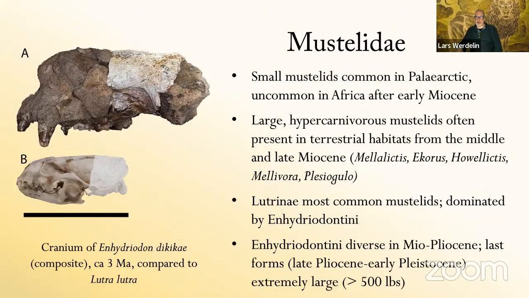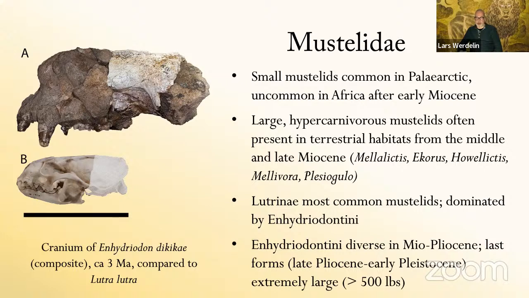Mustelids, like I said, mustelids are a very special case. Small mustelids are very common in the Palearctic. We have lots of species of weasels and martens and fishers and otters and all sorts of things in the Palearctic and in the Nearctic as well. But they are uncommon in Africa after the early Miocene. There are a couple of species of ictonychines and a couple of species of otters today. But they're just a fraction of the record from the Miocene.